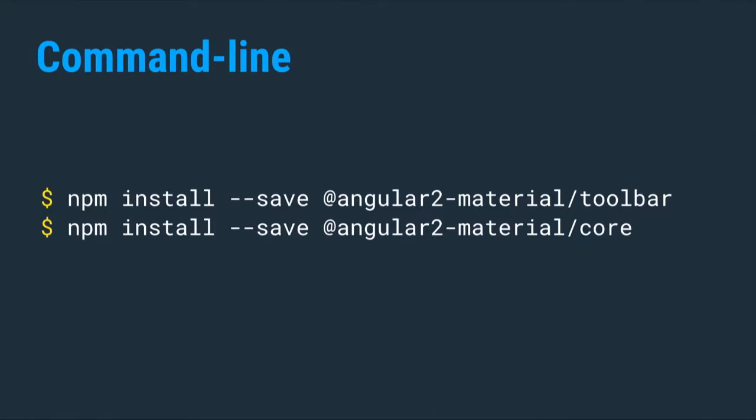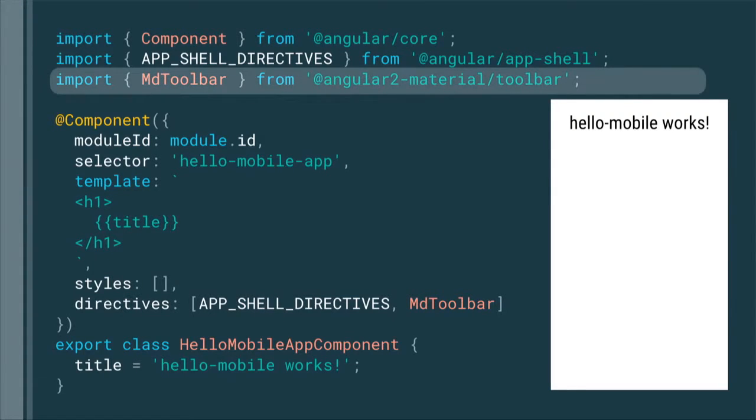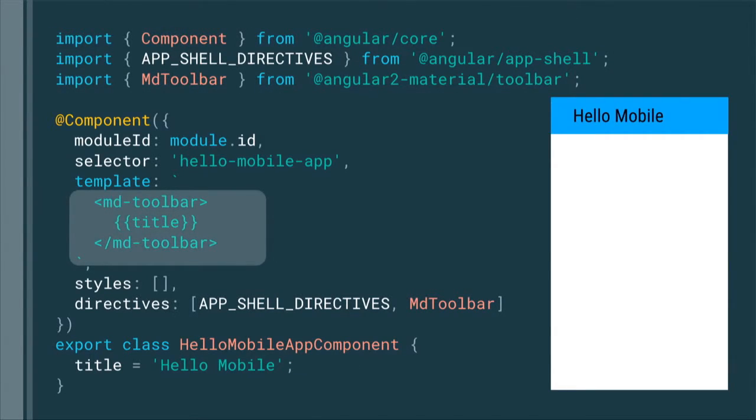So we npm install the dependencies we need for this toolbar. And then we register the toolbar inside of our main Hello Mobile component in this case. So we see that we've got application shell directives that are going to help us with setting up the application shell. We've got our toolbar in place. This isn't particularly useful just yet. So we're going to add in a proper toolbar inside of our template. So it says Hello Mobile. So far, this is fine. This isn't particularly exciting.